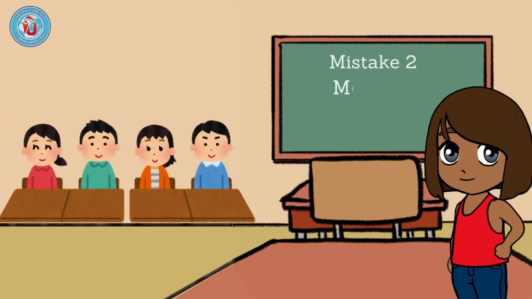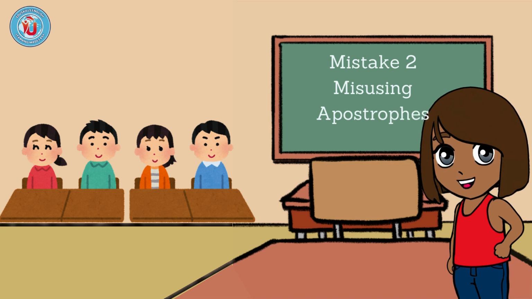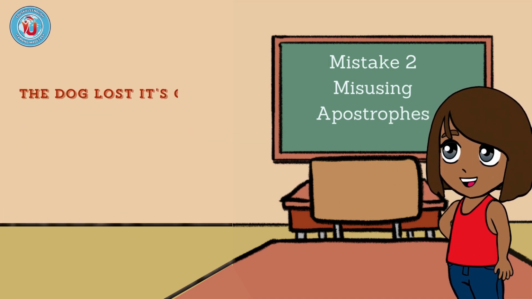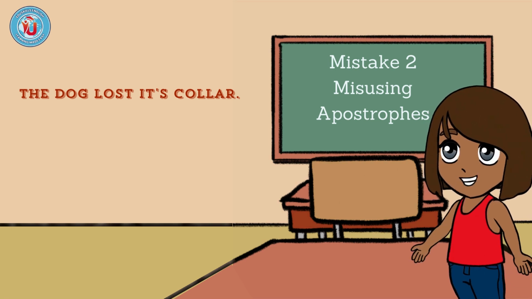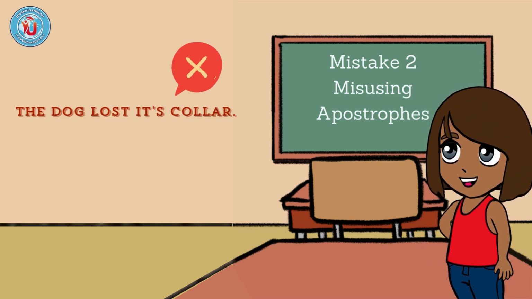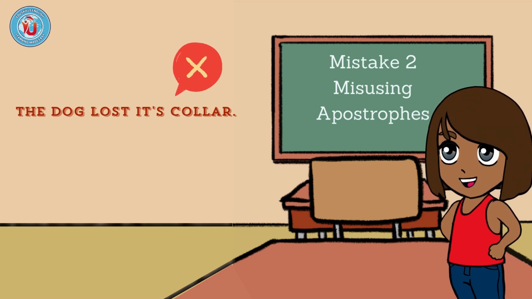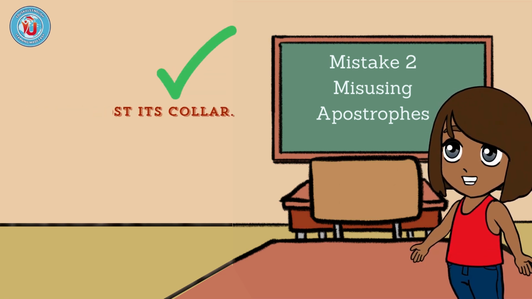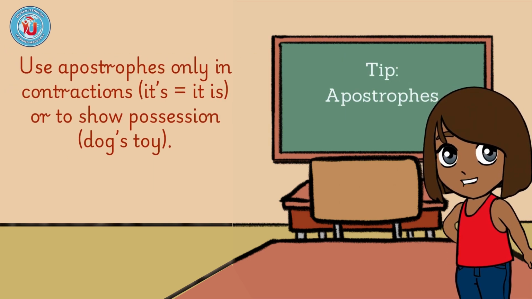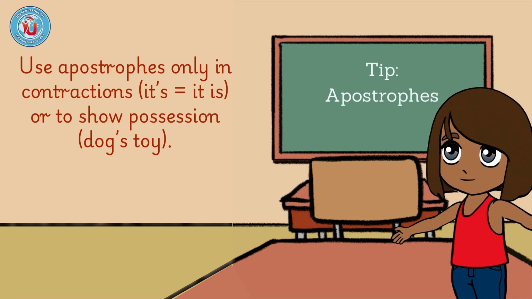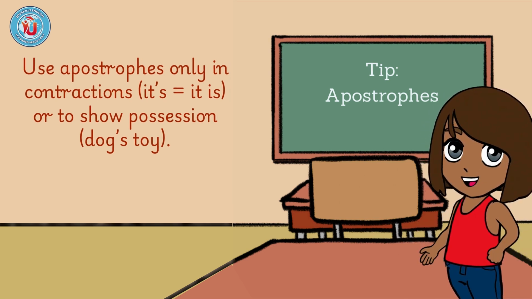Next up, apostrophes. Oh, the trouble these little marks can cause. Take this sentence, for example. The dog lost it's collar. Oops. It's with an apostrophe means it is, or it has, not belonging to it. The correct sentence should be, the dog lost its collar. No apostrophe needed. Tip: before using an apostrophe, ask yourself, is this a contraction, or does something belong to something else? It's a simple way to catch those errors.